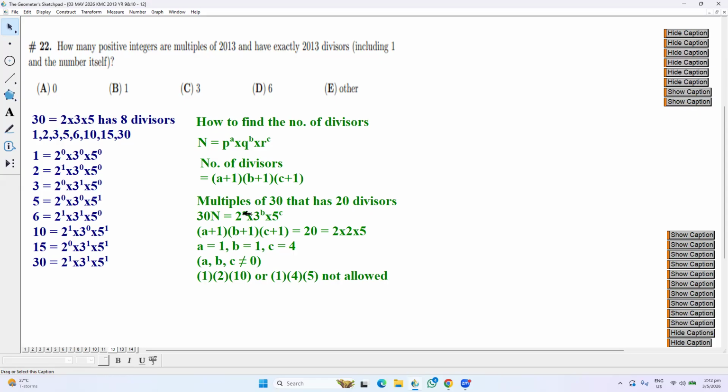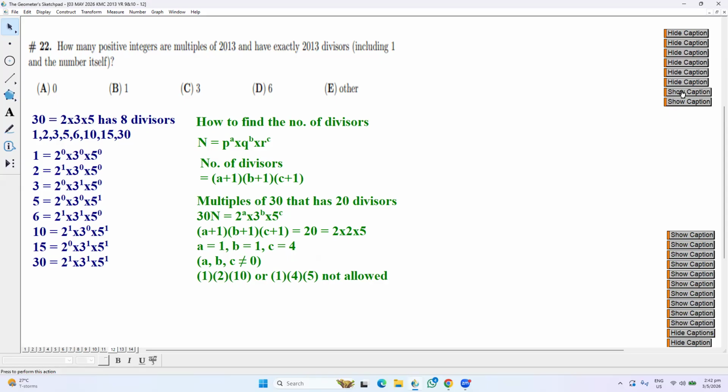If a is 0, then 2 is not in the product. Then how can it be a multiple of 30? Like 1, 2, and 10 is not allowed. If this is 1, then a is 0, and 2 power 0 doesn't have 2, so it's not a multiple of 30. 1, 4, 5 is not allowed. So the minimum must be 2, 2, 5.